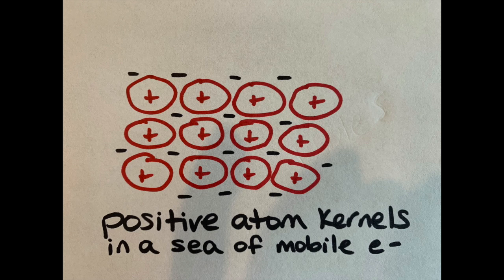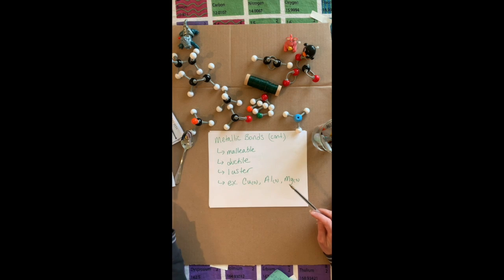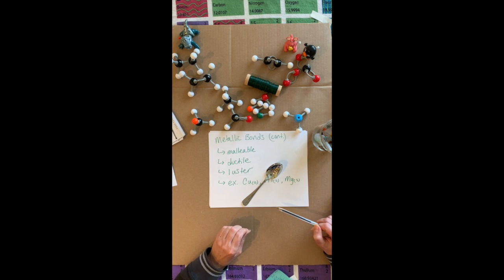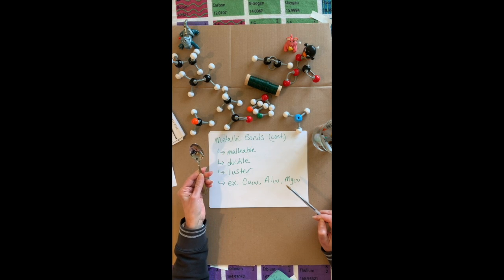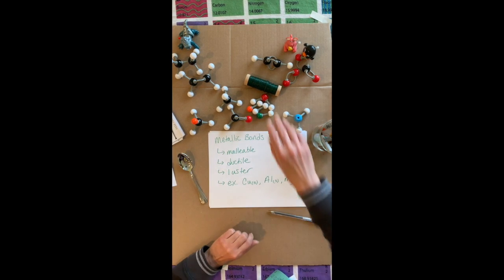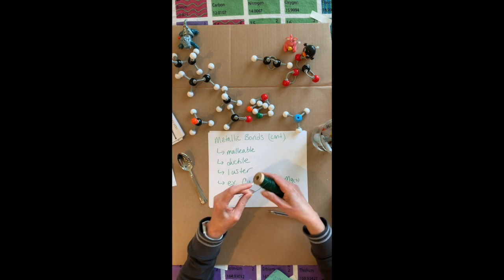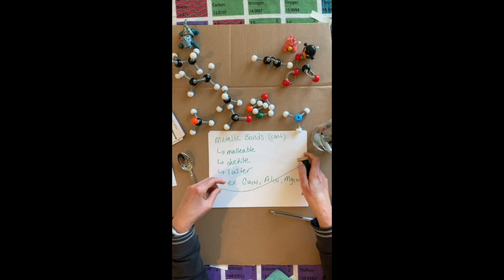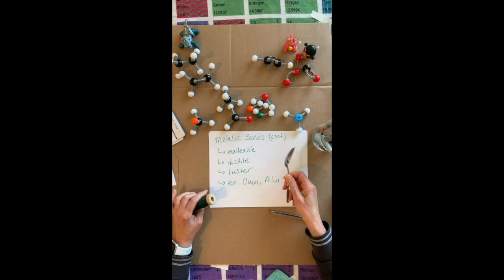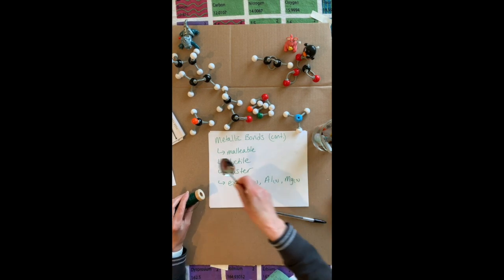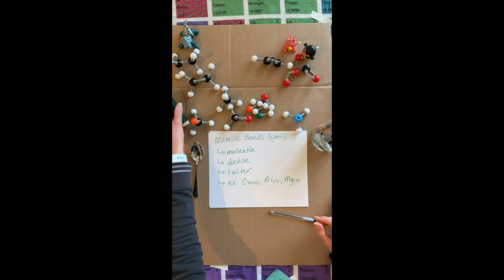Here's a way to visualize metallic bonding. A few more characteristics of metallic bonds. They are malleable. Like in this spoon, we can shape metals into a wide variety of options. They are ductile. They can be drawn out into wire. And as shown again with this shiny spoon, a lot of metals have luster.